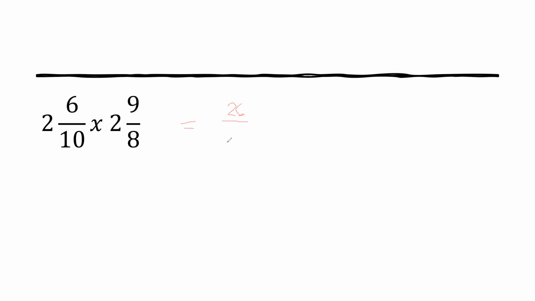Anong denominator natin dito? That will be 10. Kokopyahin lang natin yon. Okay? So that's 10 times 2. That's 20 plus 6. 26 over 10. Then the other one, change natin into improper fraction. Ano po improper fraction ng 2 and 9/8? 25/8 po. That will be 25/8. Very good. That's 25 over 8.